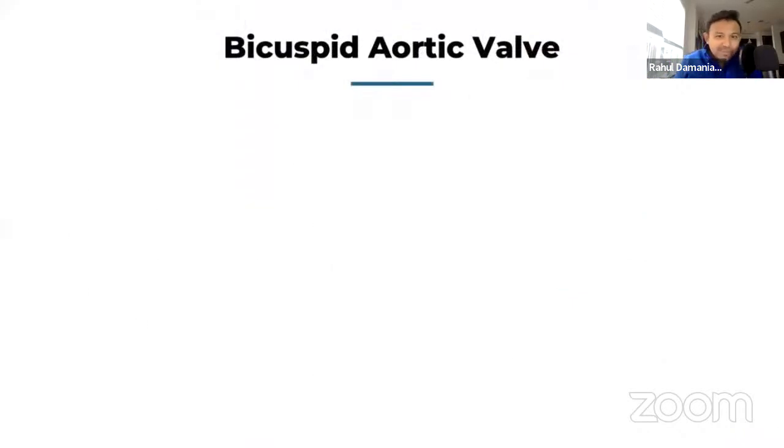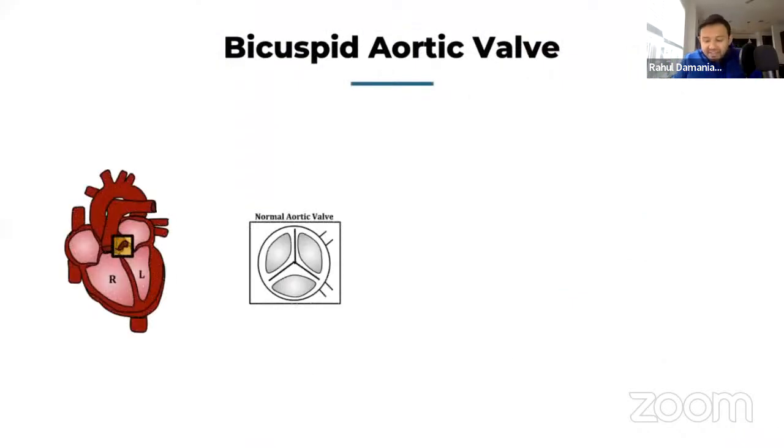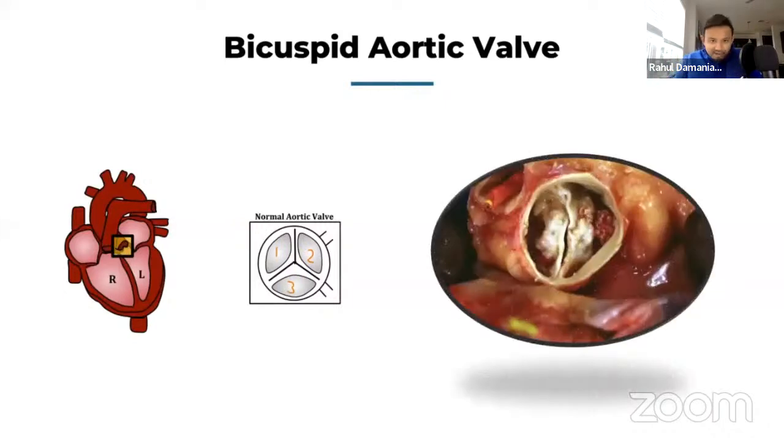So what is bicuspid aortic valve? Well, if you look at this very nice tri-leaflet of the normal aortic valve, you have 1, 2, and 3. When you're talking about a bicuspid aortic valve, you only have 2 leaflets. And that is going to be the distinction. And again, this predisposes you to premature aortic stenosis.